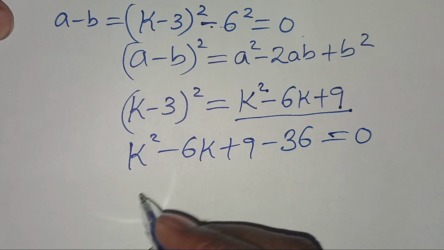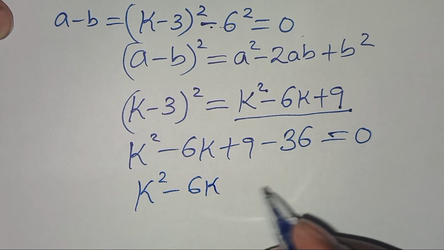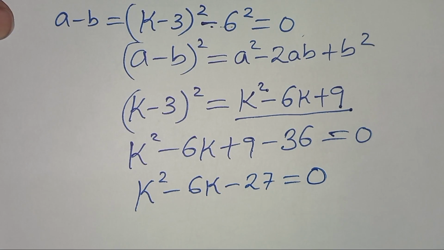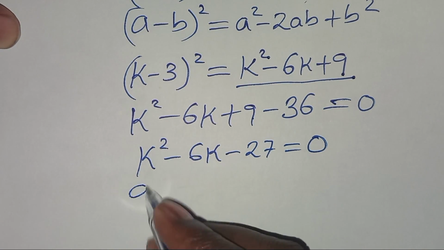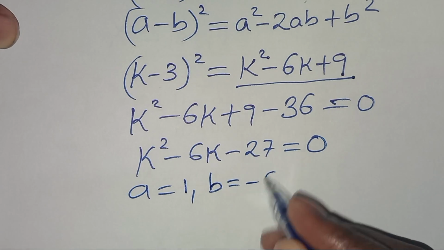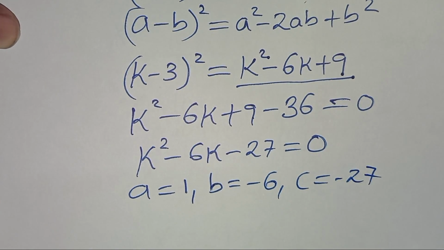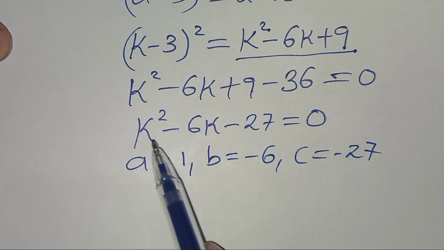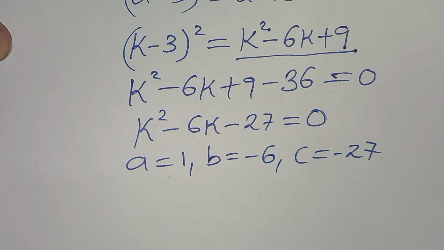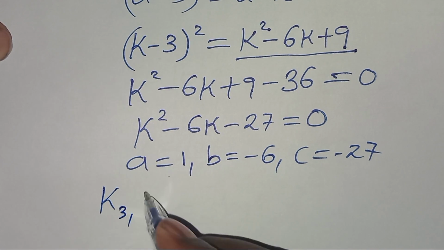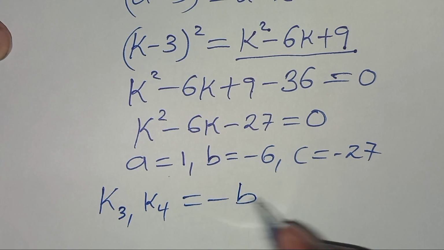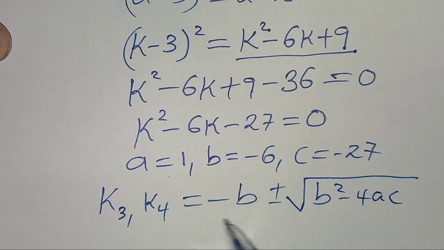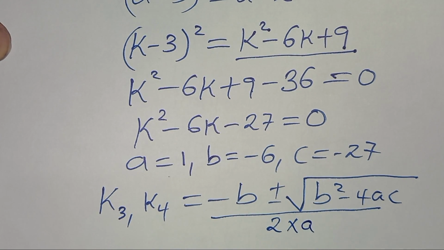The next step here, we'll have k squared minus 6k. Now 9 minus 36 is minus 27, equal to 0. Now this is the quadratic equation with a equal to 1, b equal to negative 6, c equal to negative 27. Now, the next step here, let's apply the quadratic formula to solve for this quadratic equation. Now, we have that k3 and k4 equal negative b plus or minus the square root of b squared minus 4ac, divided by 2 times a.